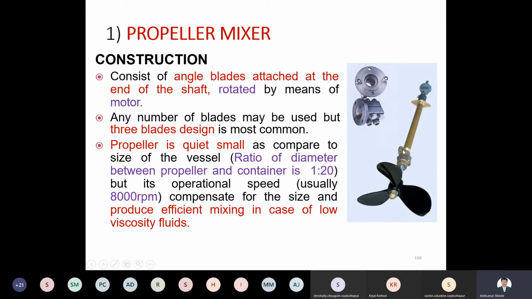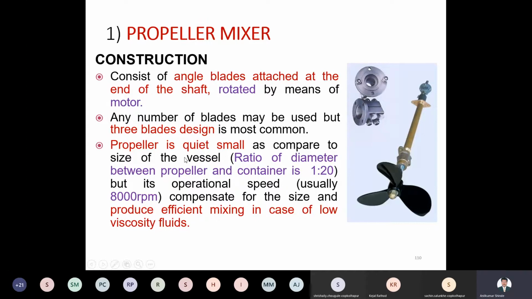So this is the shaft, right? And this shaft is attached to the motor, so we can rotate the shaft with the blades. The different blades will be attached here. This is called a propeller type of blade, with angle blades attached to the end of the shaft. At the end of the shaft we can attach the angle blades, and they are rotated by the motor.